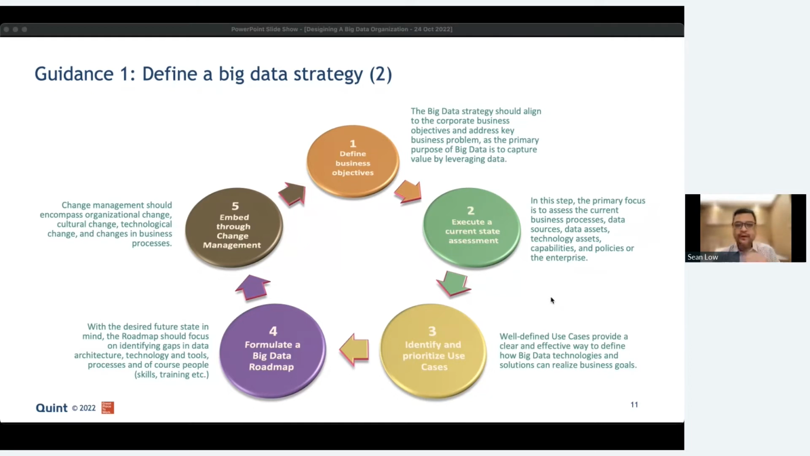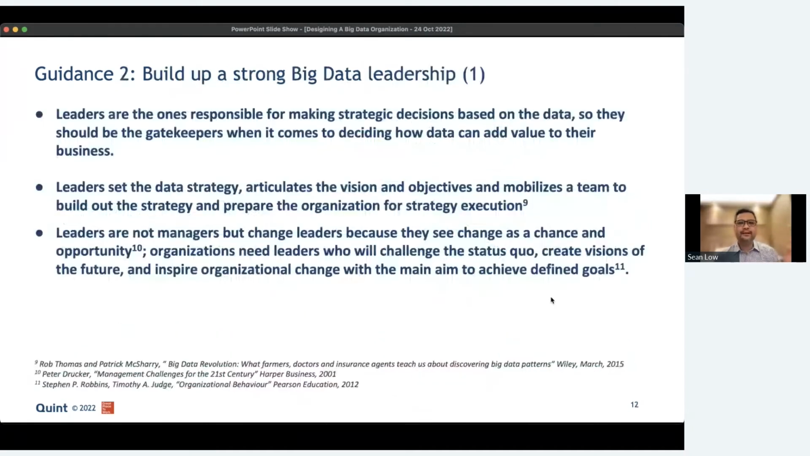If you want to find more details on how to do this, please refer to the enterprise big data framework for more detailed guidance, or you can reach out to Jan Willem or us. This is important. You need to define a big data strategy. Without a goal, without alignment to the organizational objectives, whatever big data projects or work you want to do is not going to be in alignment. So guidance number one, define a big data strategy.